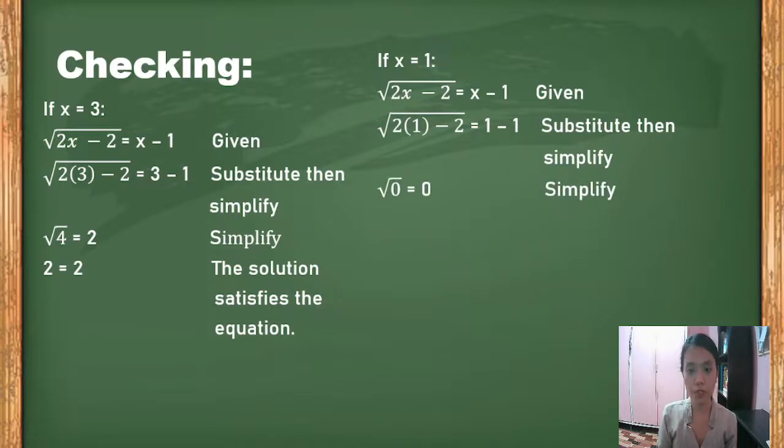Simplifying that, we have square root of 0 equals 0. Simplify natin ang square root of 0. So, both sides ay nag-equal. So, therefore, our solution satisfies the equation.